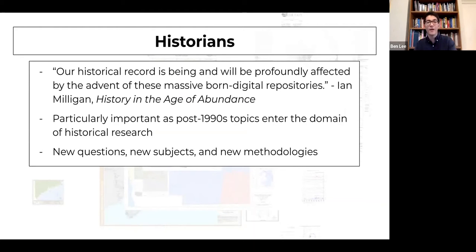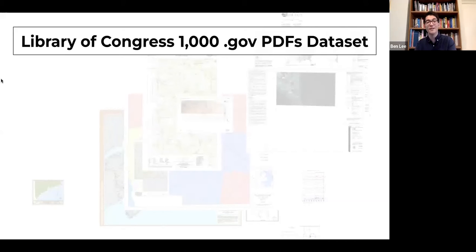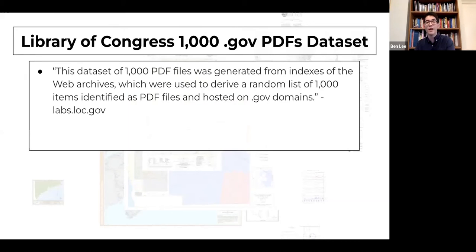But with that, let me go ahead from this broad framing and narrow in on the specific dataset of interest today. This is the Library of Congress 1000.gov PDF dataset, which is available on loc.gov. I'll have a link to it in a sec.